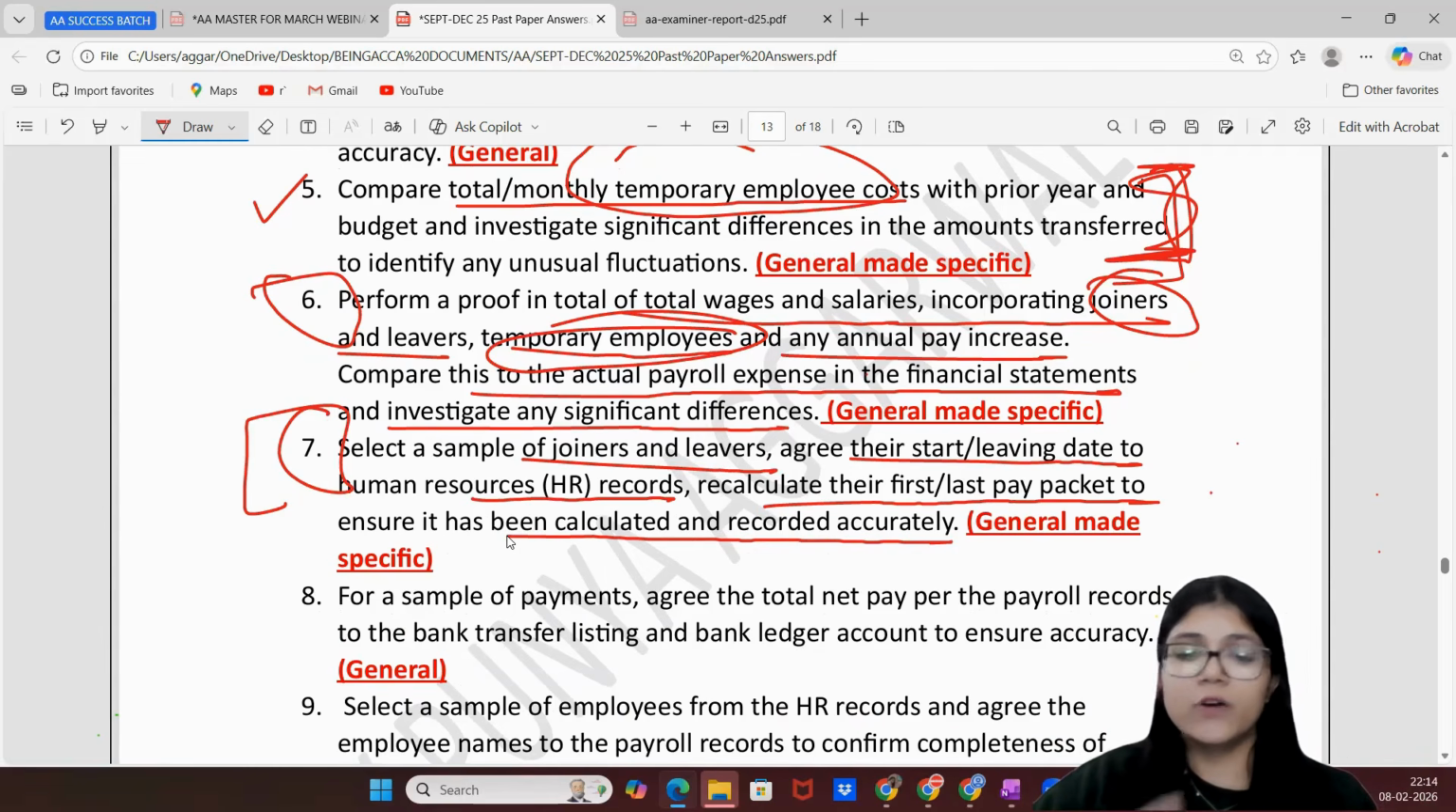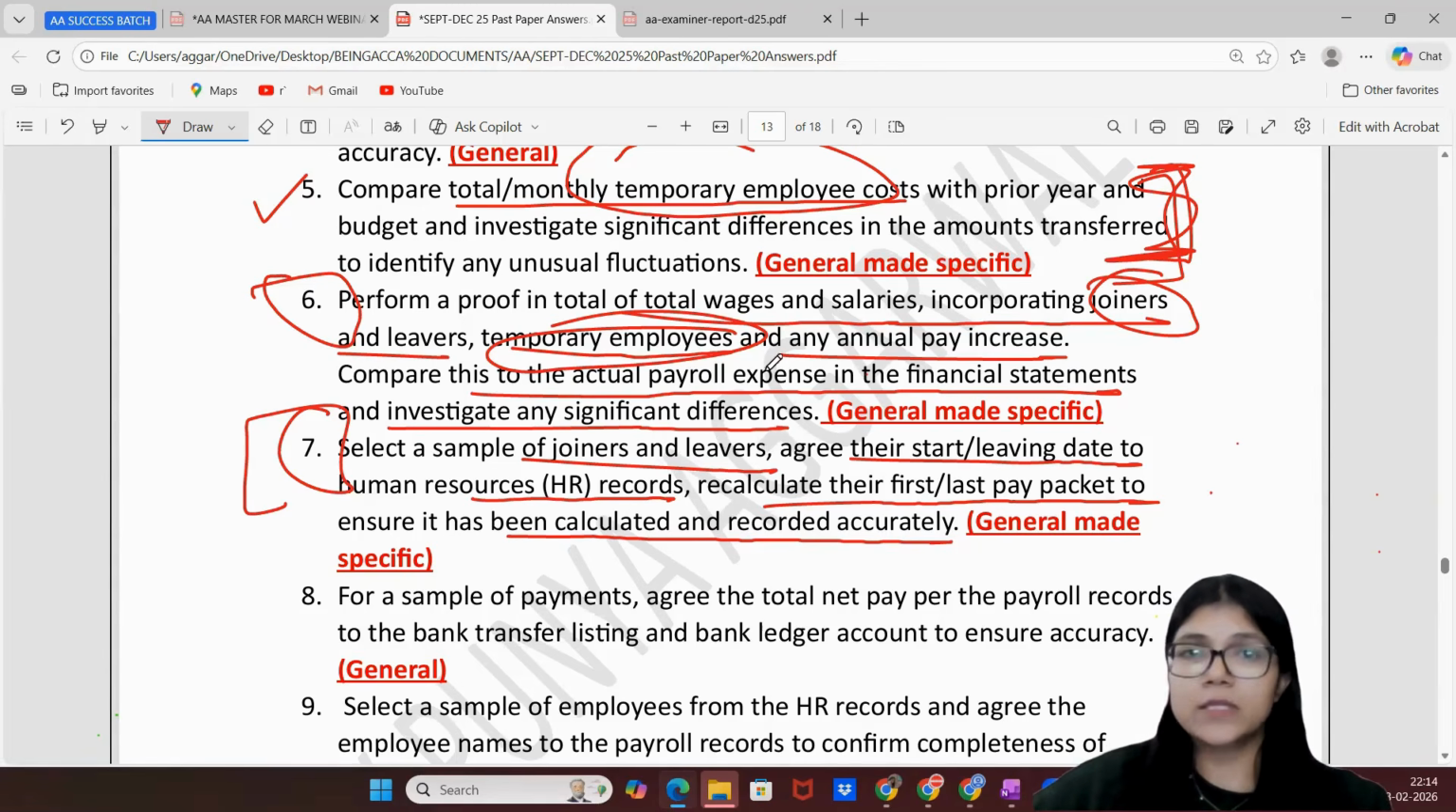Using joiners, leavers, HR department, payroll department, temporary employees, permanent employees from the question, because it was written in the question itself. This was mentioned in the question itself, right? So this is how you turn your general procedures into case-specific ones. And this was a 5-marker question, at least 3 as per the case, and 2 can be the general ones.